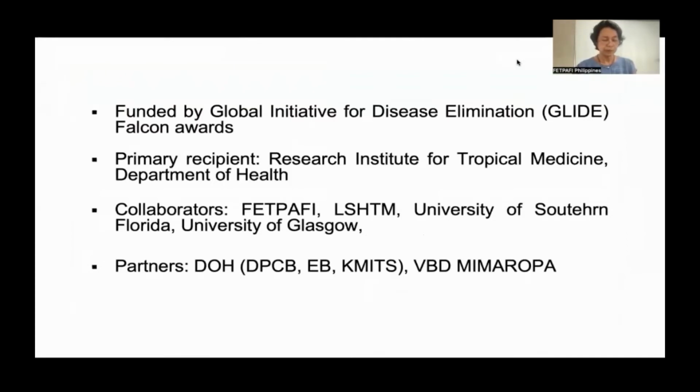This work was the result of a long partnership among our research collaborators and partners, including the Global Initiative for Disease Elimination, or GLIDE, with the Falcon Awards, the primary recipient, which is the Research Institute for Tropical Medicine, local and global collaborators like FETPAFI, LSHTM, the University of Southern California, the University of Glasgow, and of course, our national partners from the Department of Health and the Regional Health Department. Thank you very much.